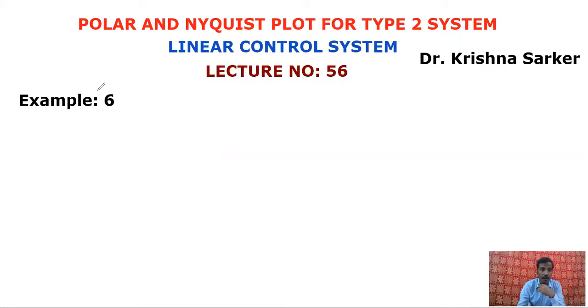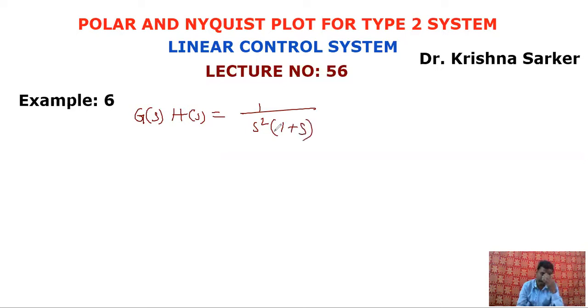Suppose the given open loop transfer function G(s)H(s) equals 1 by s square into (1 plus s). This is a type 2 system because of s square. When it is 1 by s to the power n, this is a type n system.